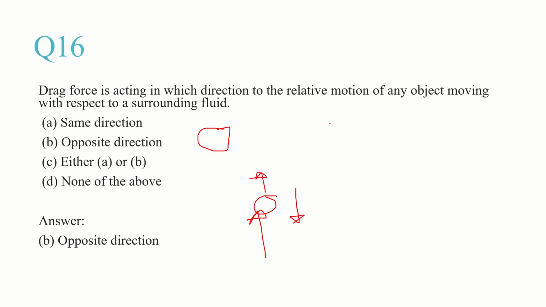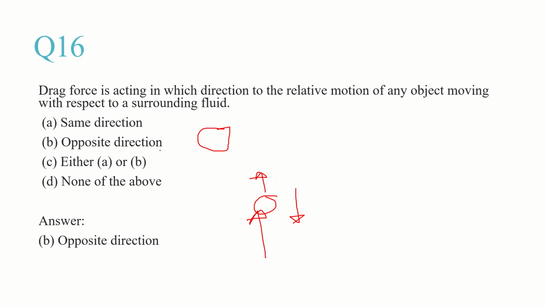So the relative motion of any object moving with respect to the surrounding fluid would be, particles would be tending to fall down, right? But instead of that, because of the fluid velocity, the drag force would be pulling the particles to move upward rather than falling downward due to the effect of gravity. So the relative motion of the object with respect to the surrounding fluid, the tendency would be to act downward because of the gravitational effect.